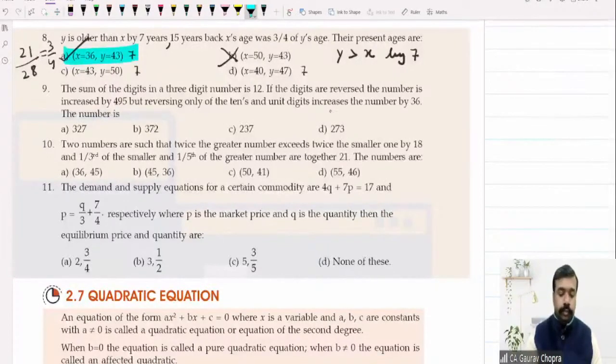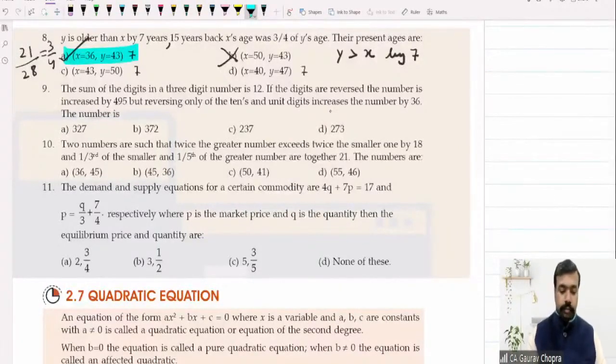Now the next one. The sum of the digits in a 3-digit number is 12. If we reverse the digits, the number increases by 495. But reversing only the tens and units digits increases it by 36. Then what is the number? So now this is the condition.